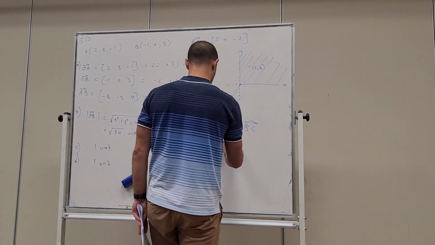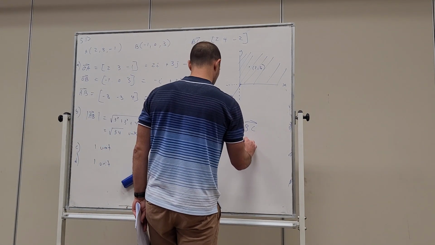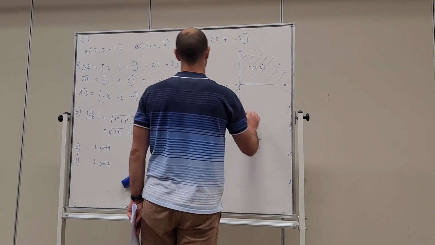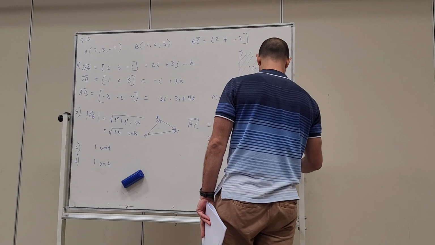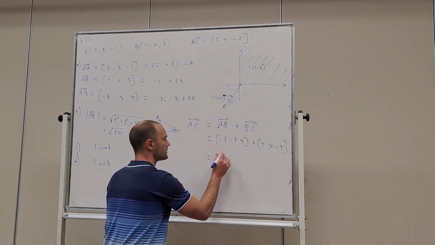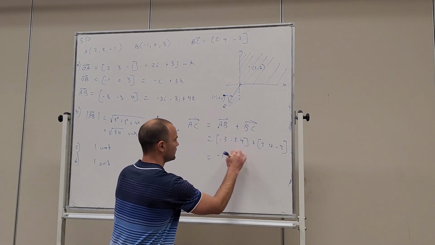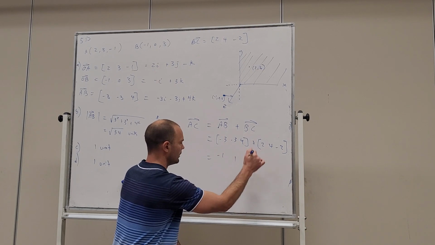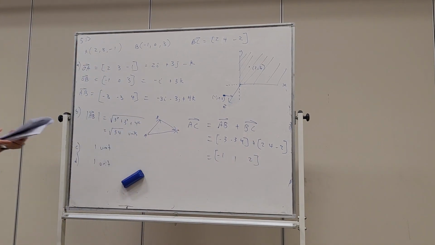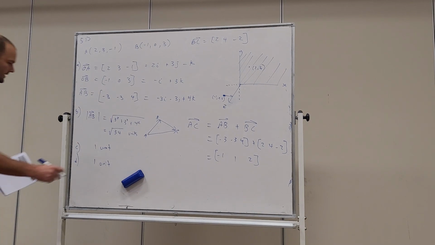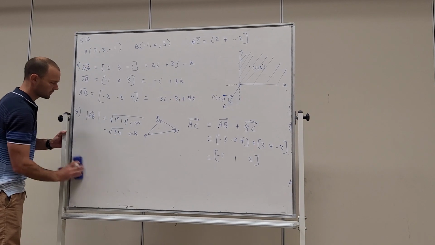Write them both here so we can see it. (-3, -3, 4) plus vector BC, (2, 4, -2). It's going to give us (-1, 1, 2). Okay, so that's vector AC. Find the coordinates of C.